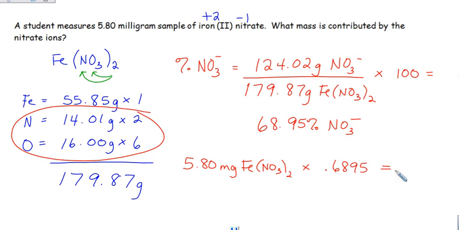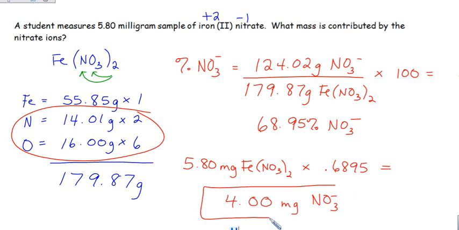If it doesn't specify otherwise, I don't care if you leave this in milligrams. Your final answer will be in milligrams, which if I go like 3 sig figs, I would actually be looking at about 4.00 milligrams of nitrate ions. I'm okay if you leave it in milligrams or kilograms or whatever it might have been.